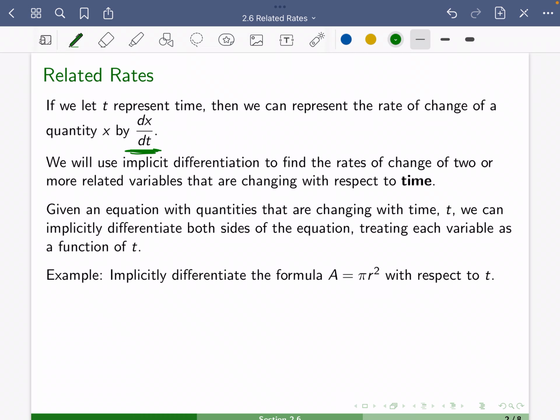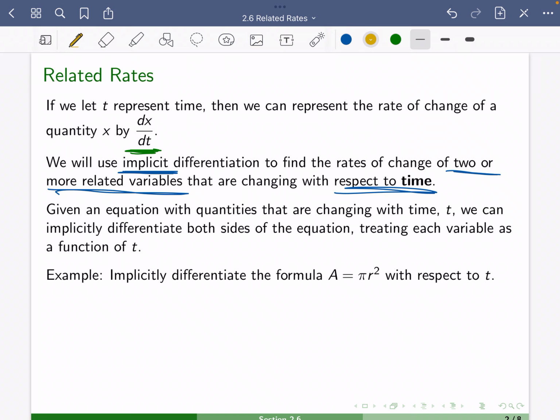We will use implicit differentiation to find rates of change. And so implicit differentiation is going to show up with two or more related variables. So we're going to have some variables that are related. They're both changing with respect to time. And so if we are given an equation with quantities that are changing with respect to time, we can implicitly differentiate both sides of the equation, treating each variable as a function of time.